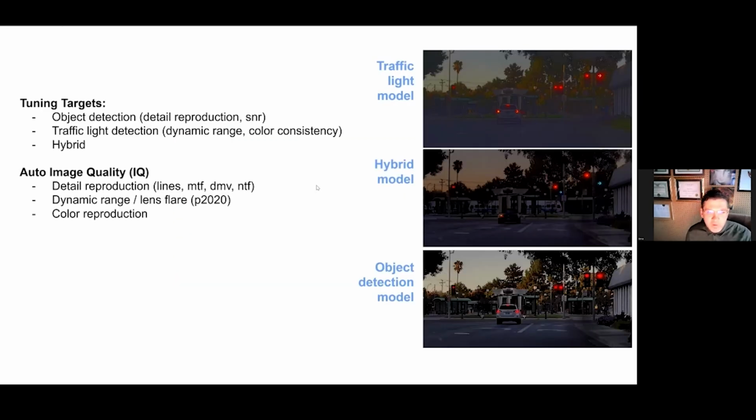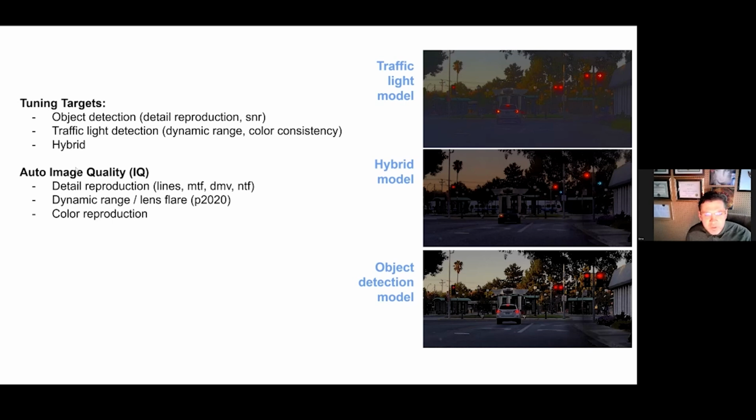So there are 3 tuning targets. One target for object detection, cars, pedestrians, objects. The second is traffic light tuning model. Very different model. The traffic light model is static and the object detection model is dynamic. So hybrid model is kind of dynamic with some limitations. So depending on whether we want to see and what kind of traffic lights, we choose different parameters for exposure and other algorithms in the camera control.